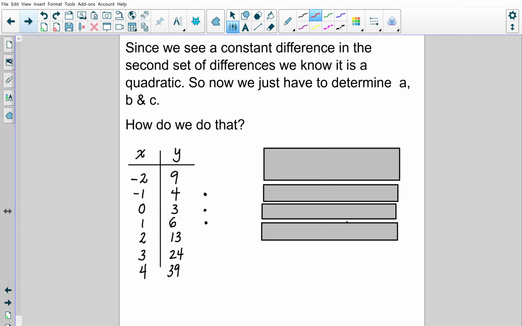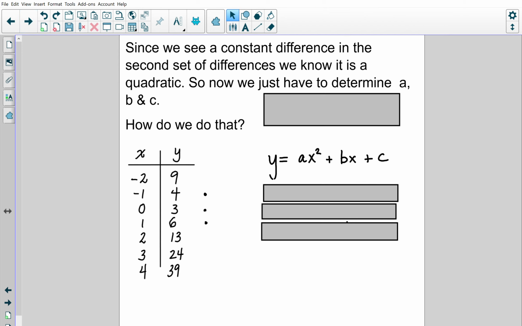We know the second set of differences is constant. We're suspecting it's a quadratic function. So now we have to determine a, b, and c for that function, right? Okay, so you do this by selecting any 3 points in your set.